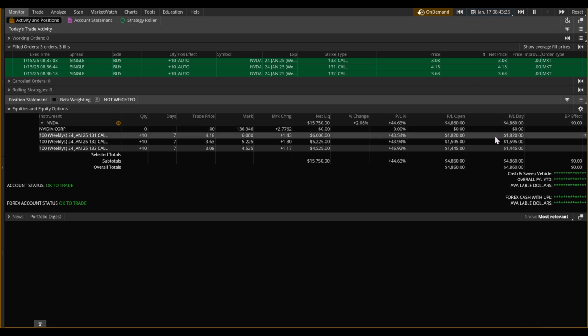Let's look at the profitability. So the in the money is going to be at $1,820. Well, it's going to continue to jump. The at the money is going to be the 132 call at $1,645. And then the out the money contract is the $1,495. So clearly the winner here is going to be the in the money contract.